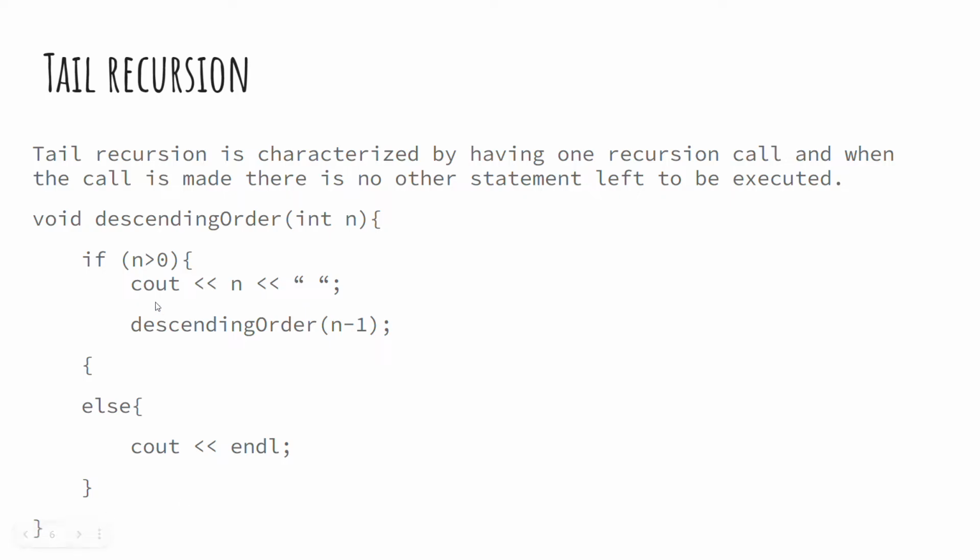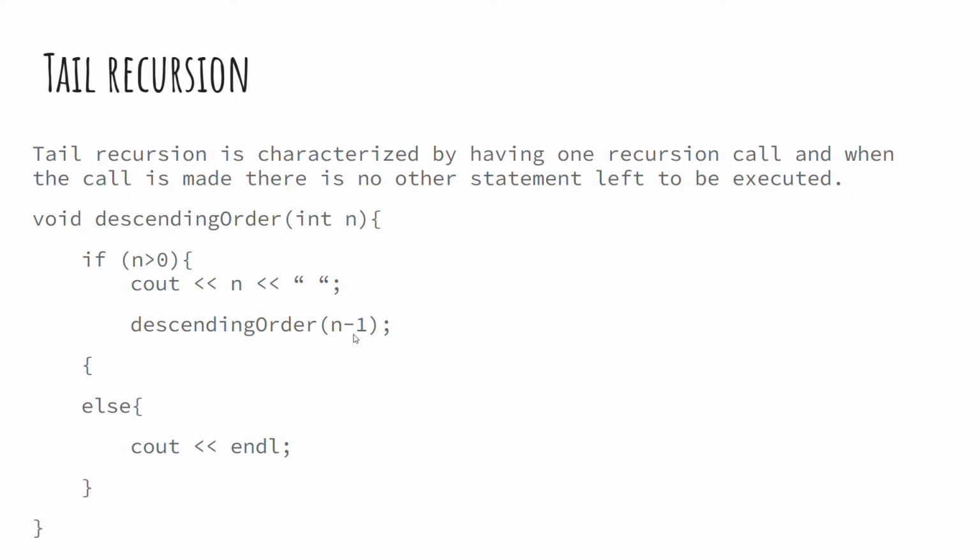So for example, we are trying to make a recursive function which can print the numbers from an integer n to 1 in decreasing order. What this function does is that if n is greater than 0, then we'll print that number, and then we'll print a space, and then we'll again call the same function with an argument of n minus 1.